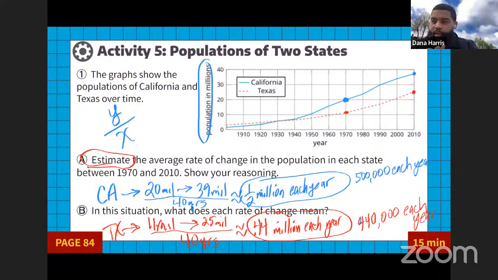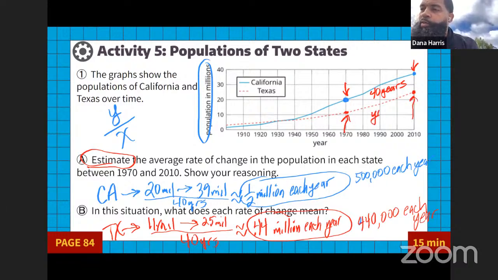The population is increasing, but notice we're still using the same formula, we're just estimating this time. We're taking f of 1970 here, and then f of 2010, and we're putting that change over the change in years. Notice this is a 40-year difference, okay? And the same thing here, we're taking f of 1970 for Texas and f of 2010 for Texas, and it's still about 40 years in change, okay? We'll go into more detail on this.